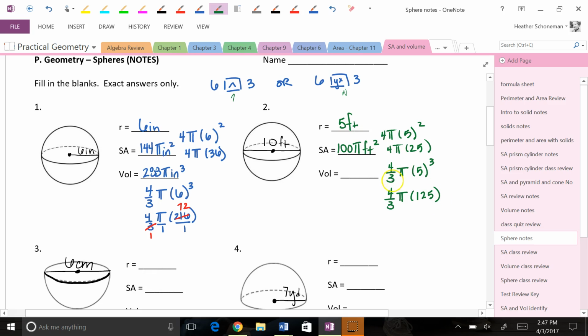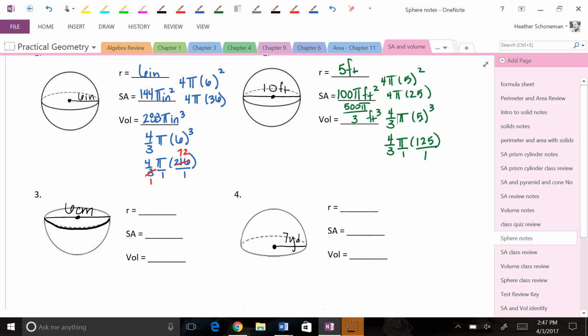Okay, now we're going to check. 3 does not go into the radius of 5, so 3 is not going to go into 125. So we're going to multiply straight across the top. 4 times 125 times pi gives us 500 pi, and on the bottom, 3 times 1 times 1 is 3, and then we get feet cubed because it's volume.